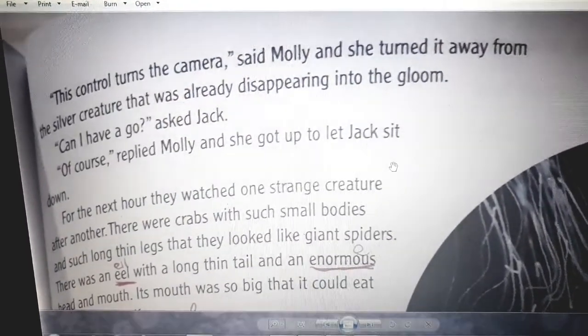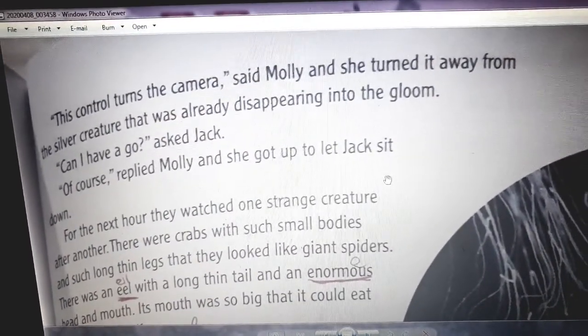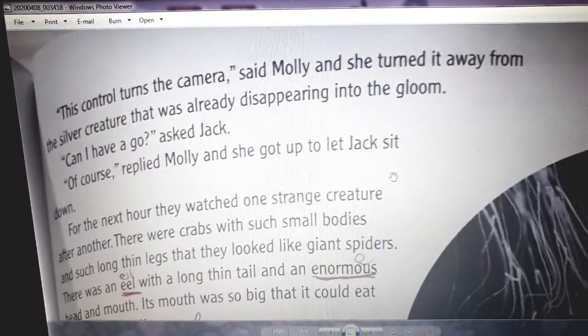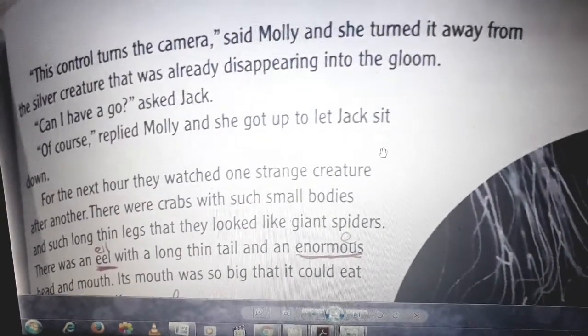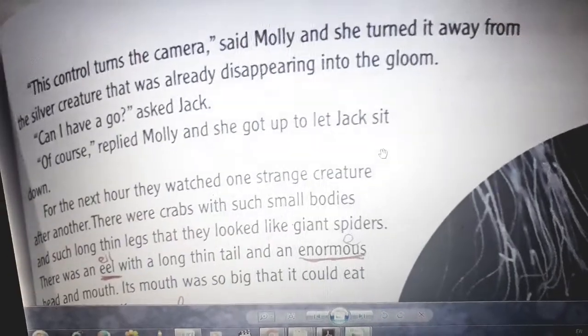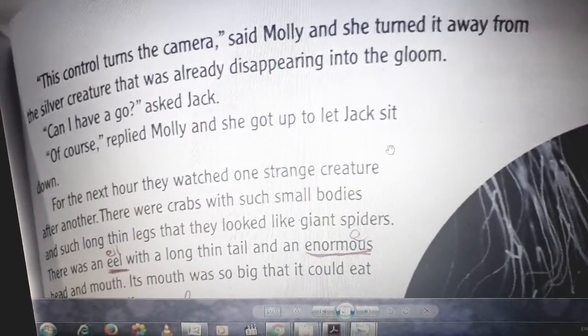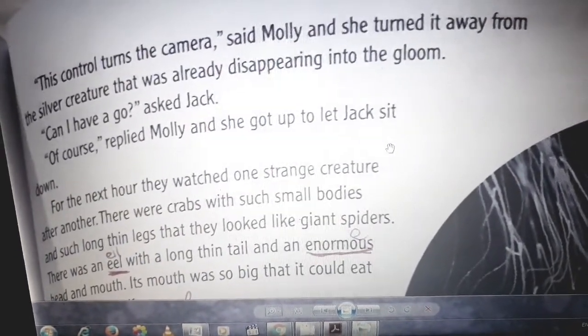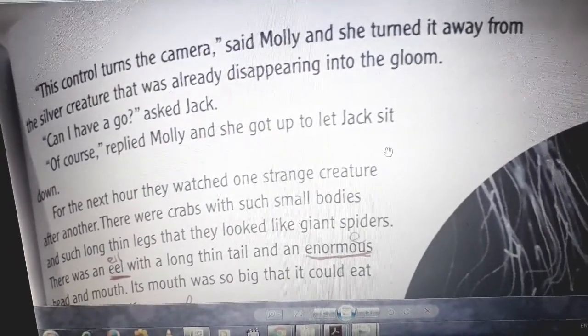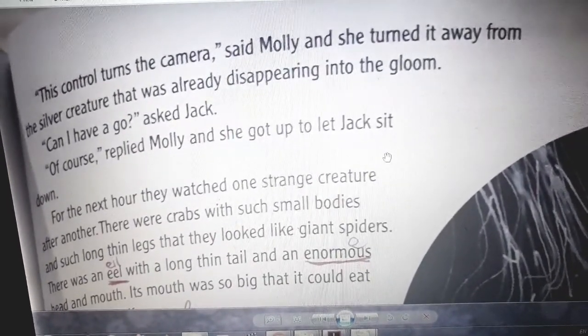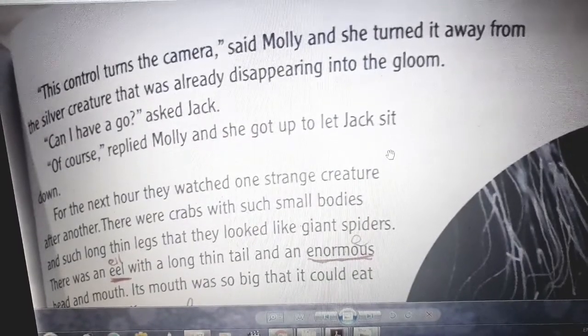What does characteristics mean? It means the traits of that creature, or of each creature that we have. We can take it as homework. What are the characteristics of the creatures that Jack and Molly saw in the aquarium, or in the exhibition, or in the sea discovery room?